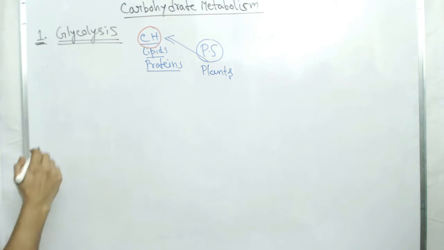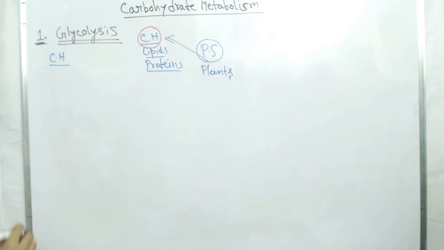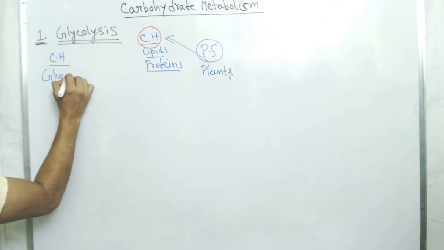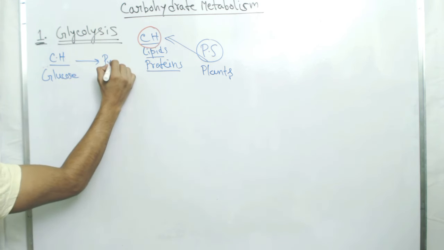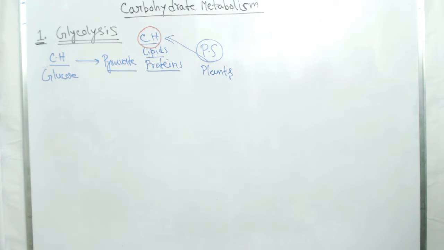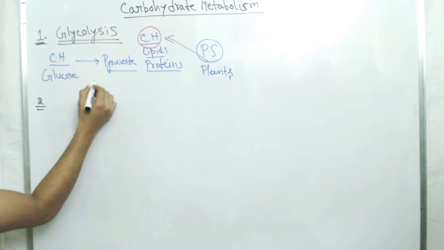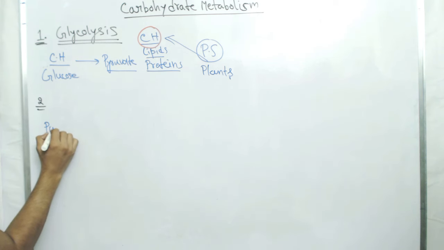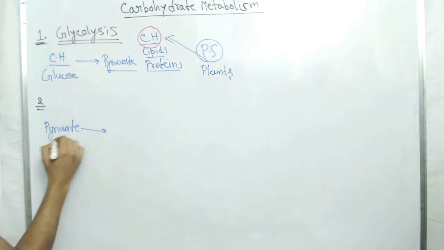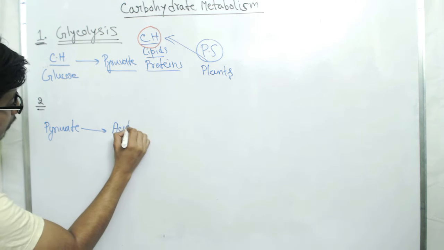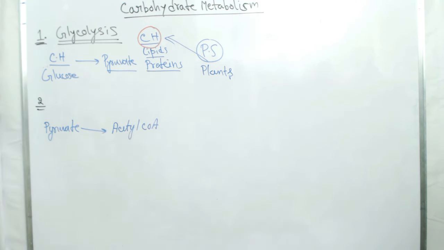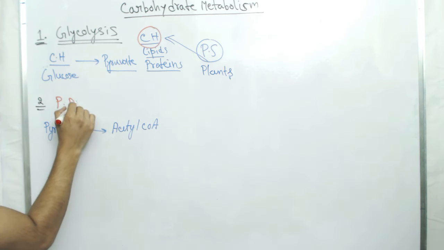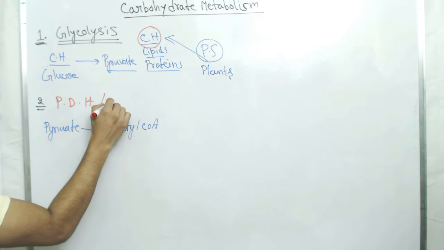So glycolysis is a process where we usually take carbohydrate, the simple form of carbohydrate. Let's take glucose, and we convert it into pyruvate. Then the second stage of the process, we take this pyruvate as a substrate and we convert it into acetyl-CoA. Okay, and this step is catalyzed by the pyruvate dehydrogenase complex.